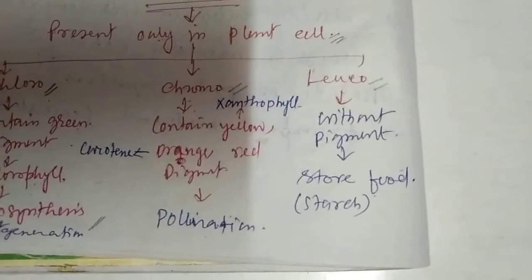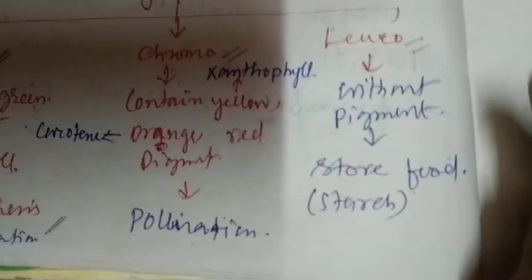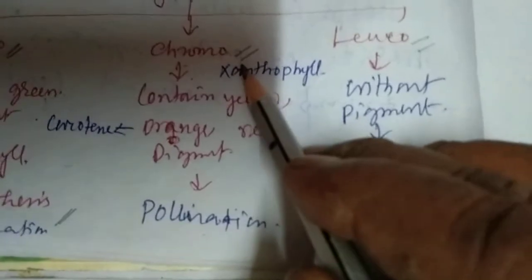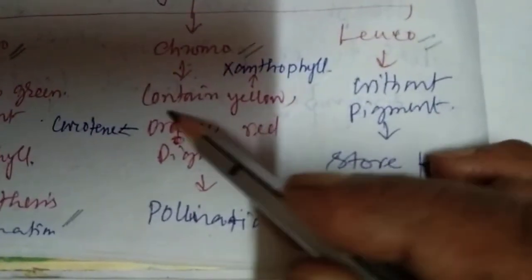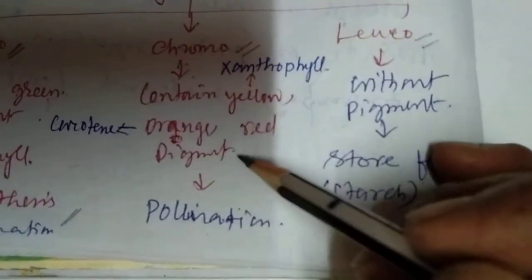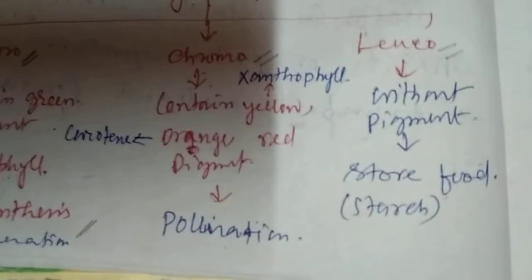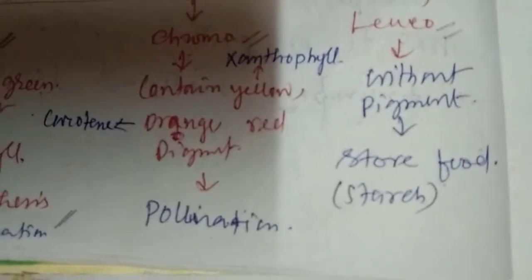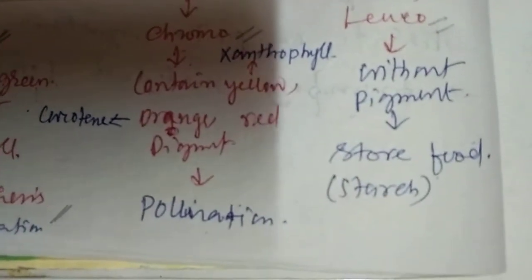The next plastid is known as chromoplastid. Chromo means colorful, so they are colorful plastids containing yellow, orange, and red color pigments. The yellow color pigment is known as xanthophyll, and the orange color pigment is known as carotene.